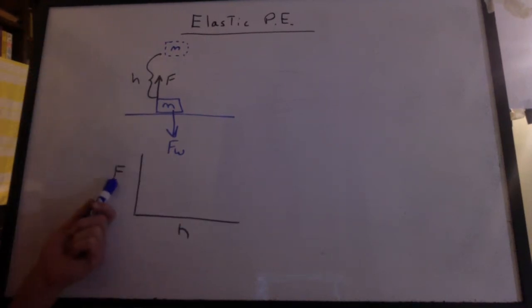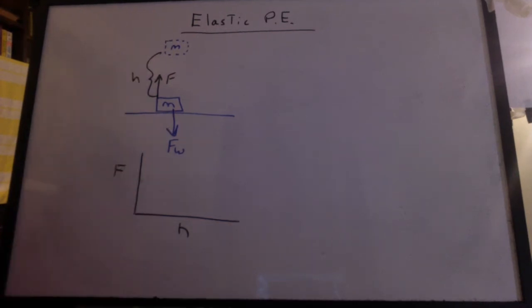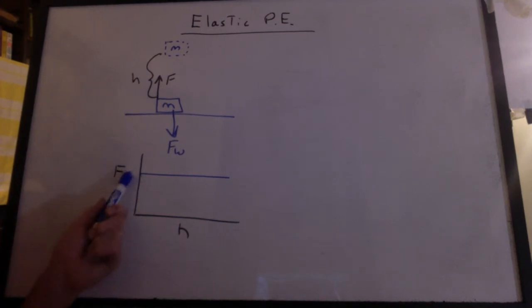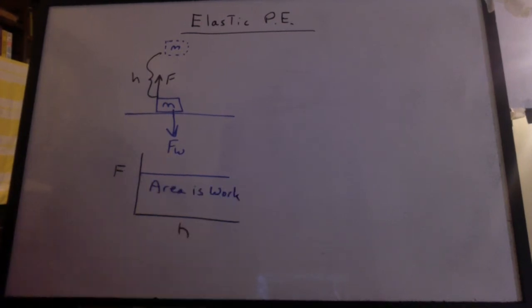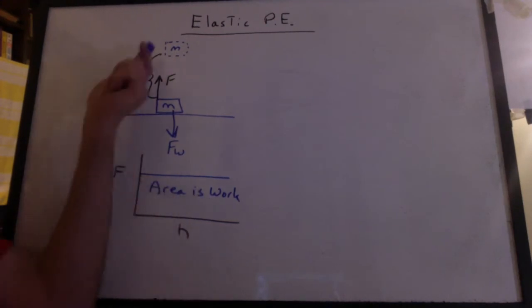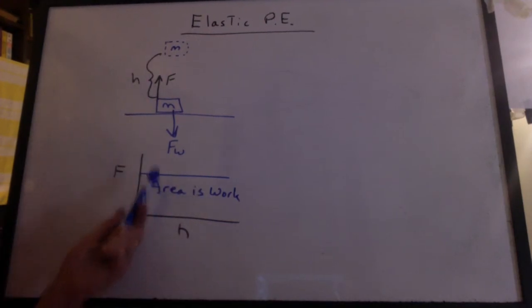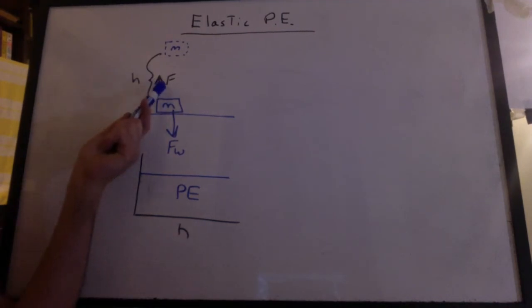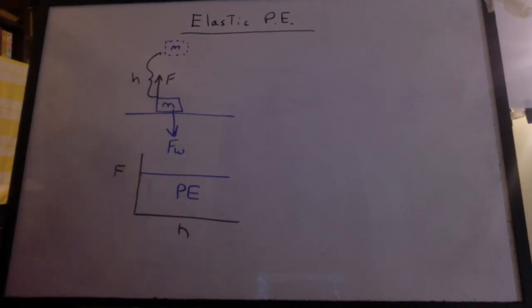Let's make a graph of the force that I apply through the distance h. My force is going to be constant, so I get a horizontal line. What's the meaning of the area under that line? It's a force times a distance. The area is the work that I did. It's also going to be equal to the work taken away by gravity and stored as potential energy. Remember, we're assuming we're only pulling as hard as we have to fight gravity, nothing extra.